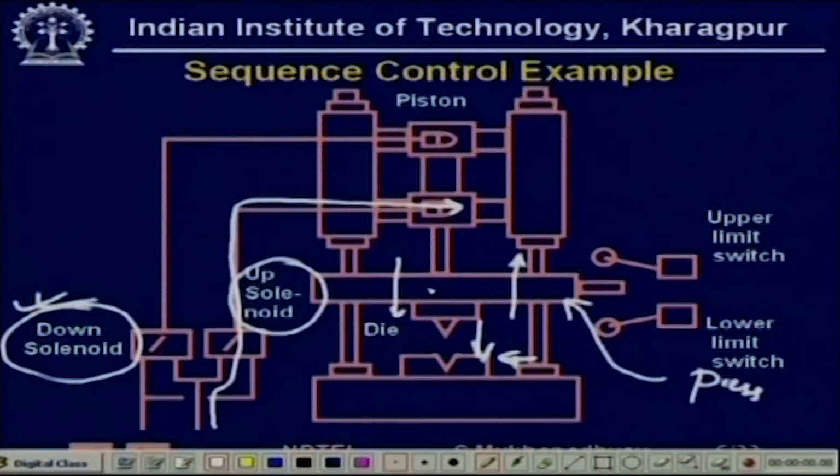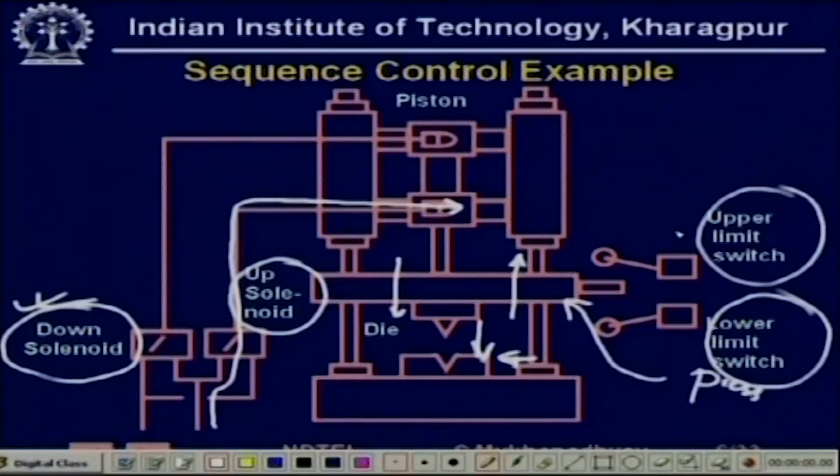And obviously what happens is that it goes up, the up solenoid may be de-energized. Whether it has reached the topmost position or the downmost position needs to be sensed. So, there are two sensors: the upper limit switch and the lower limit switch. And these are the two actuators. The down solenoid and the up solenoid are the actuators, and this thing is our system.